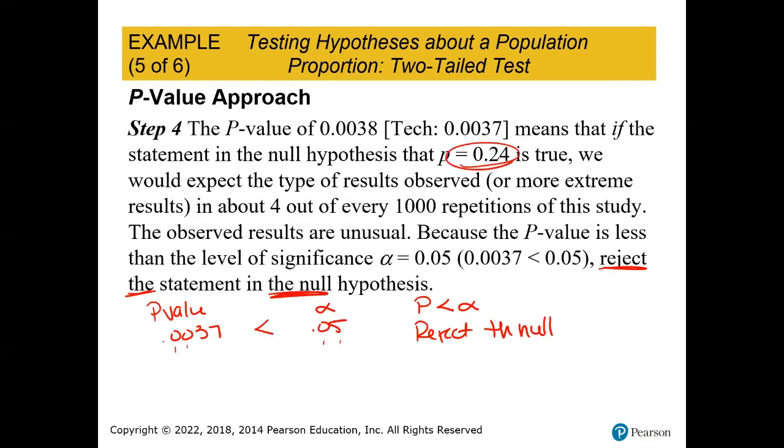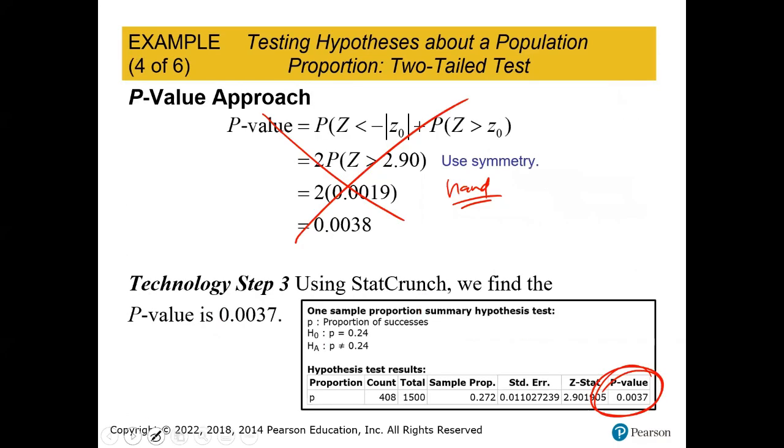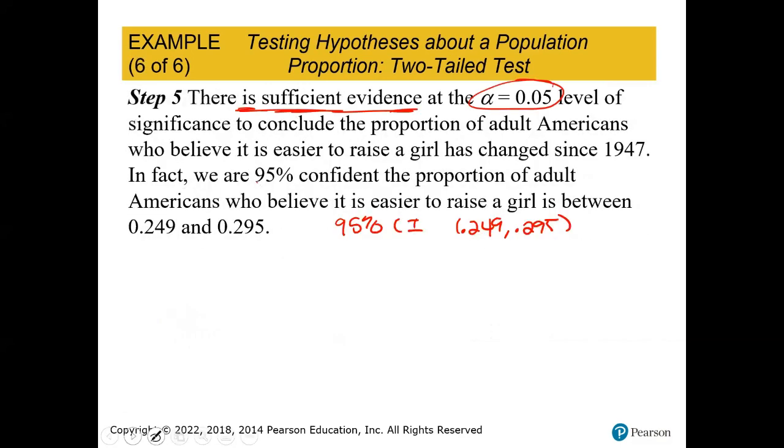Our original value was 0.24. Oops, I went the wrong way. Our status quo was 0.24, and that is outside of this interval. Based on our results, the proportion should be between 0.249 and 0.295. It does not include my original proportion of 0.240. 0.240 is smaller than 0.249. It's not included in here.